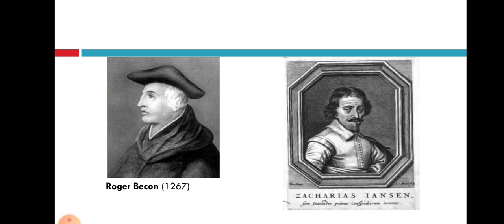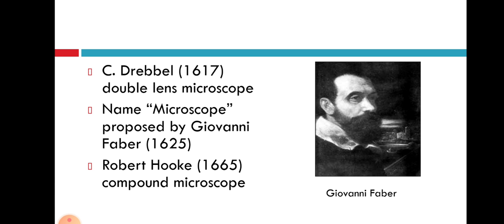Here you can see the pictures of Roger Bacon and Gregorius Janssen. C. Drebbel in 1617 developed the first double lens microscope. This microscope was used to study the cells, plants, and animal tissues, and also the minute living organisms. Until then, the name microscope had not been given to this device. The name microscope was first proposed by Faber in 1625. You can see the picture of Giovanni Faber.